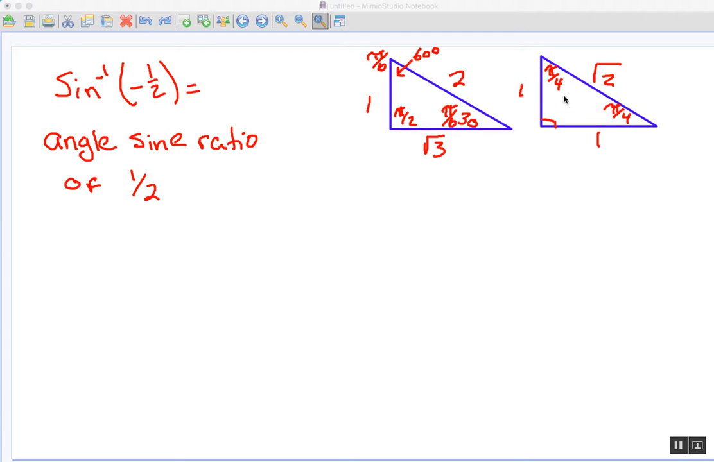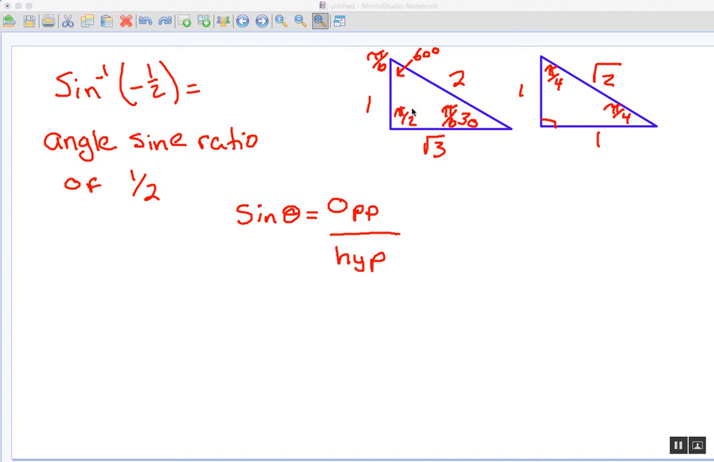So we go to these triangles and say, okay, well, which one has a 1 and a 2 in it? So this one has a 1, but it has a square root of 2. So we know we're not dealing with that triangle. So we're going to go to this one. So we have a 1 here and a 2 here. So remember, sine of an angle, we're just going to call that angle theta, is equivalent to the ratio of its opposite side to its hypotenuse.